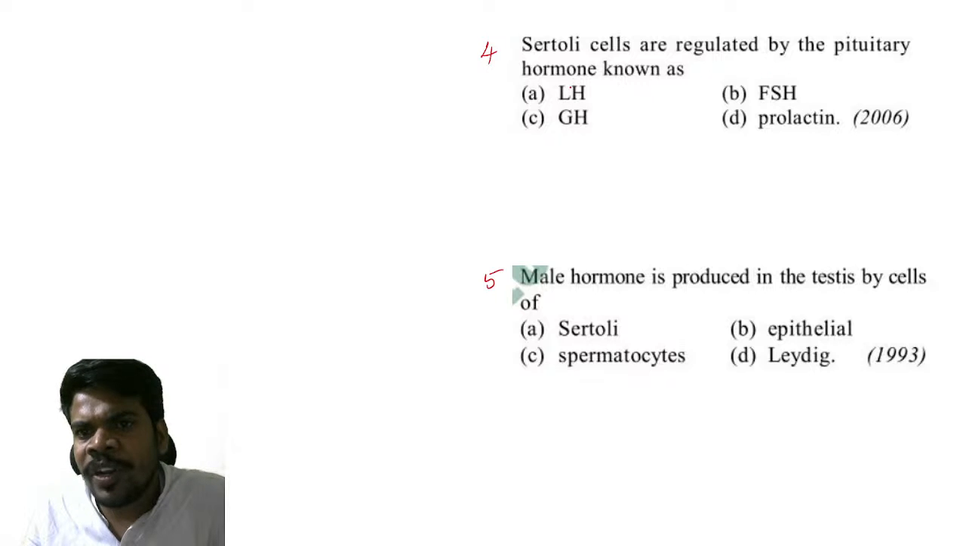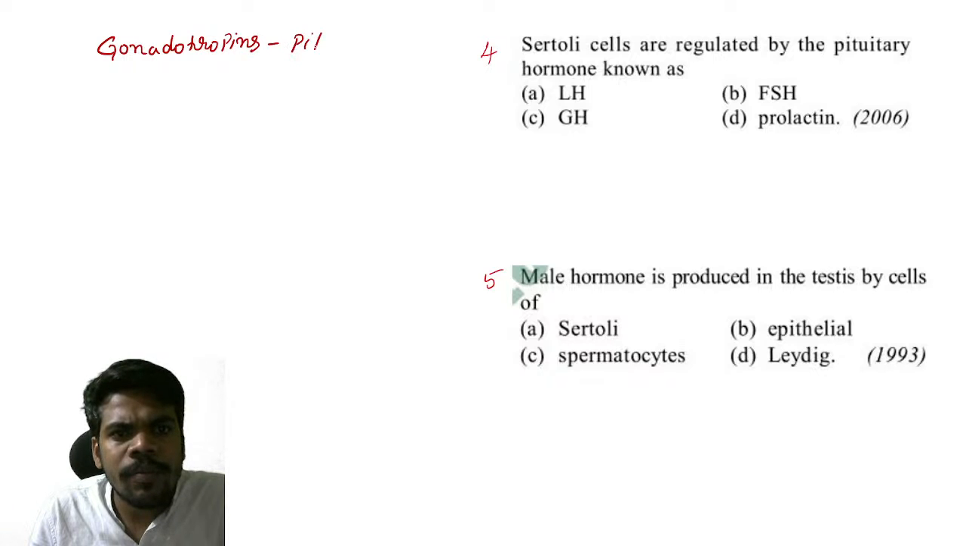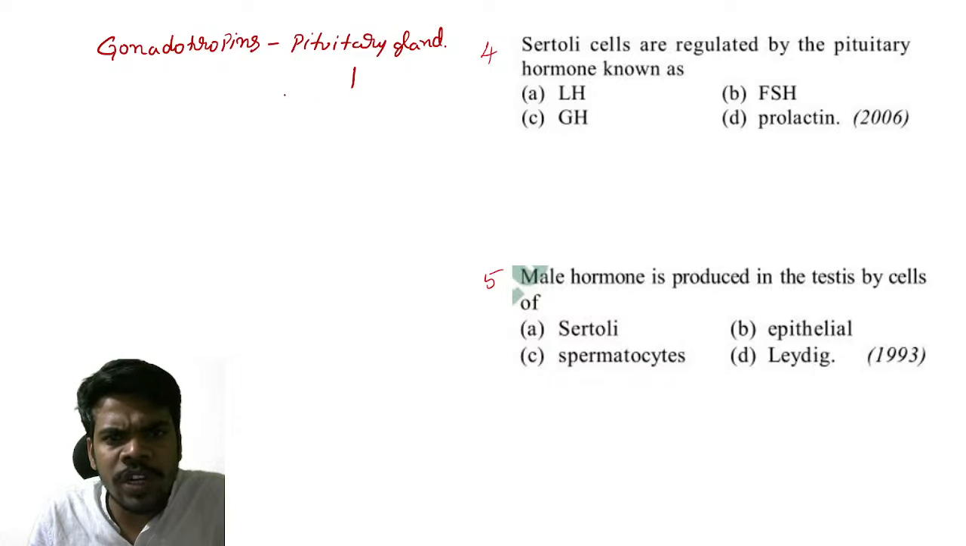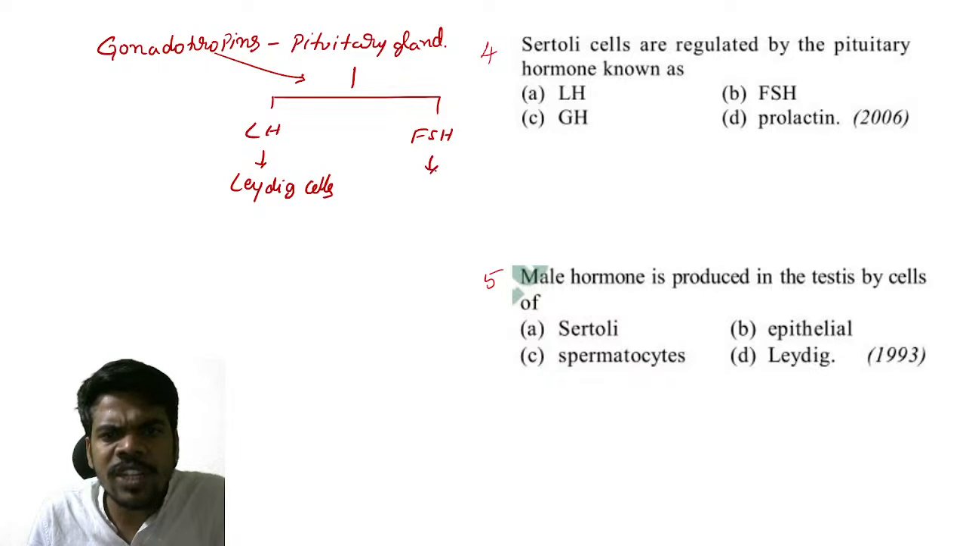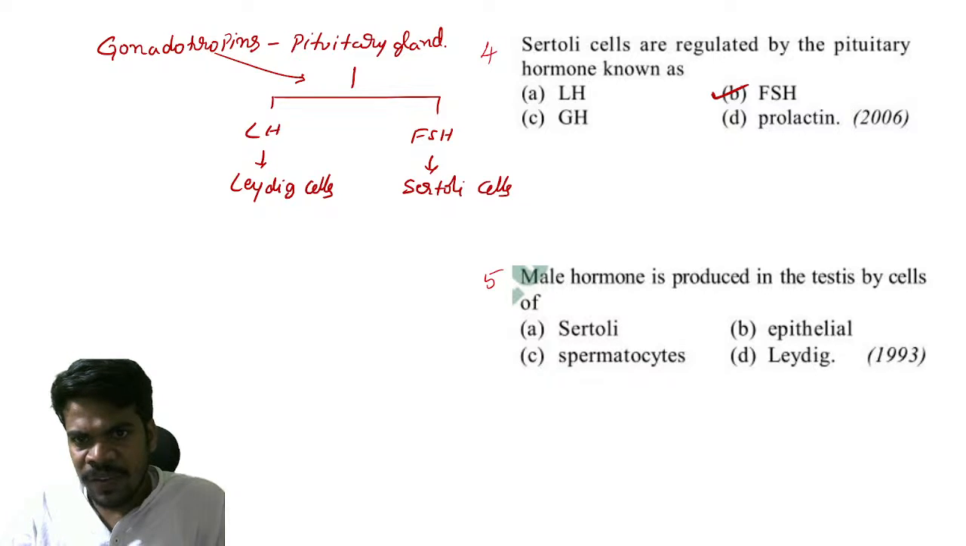Sertoli cells are regulated by the pituitary hormone known as what? Can you answer this? Very important. Gonadotropins, released from the pituitary gland. We'll discuss this hormonal regulation also, and at that time I'll mention it. 2 gonadotropins are there, LH and FSH. LH stimulates Leydig cells. FSH stimulates Sertoli cells. So according to this, the answer is B. FSH, yes, Chandrakant. Sertoli cells are regulated by FSH.